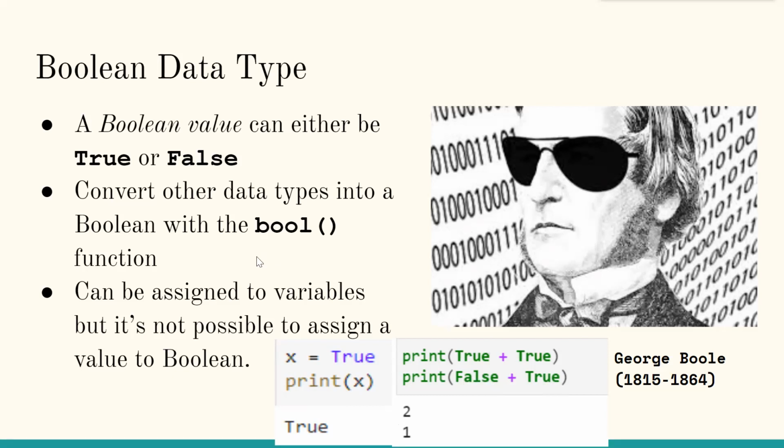Easy to understand. Okay, and we can also convert other data types into a Boolean with the bool function. There's one thing you guys need to pay attention to: a Boolean value can be assigned to variables, but it's not possible to assign a value to a Boolean. As you can see in the examples here, we can set variable x equal to the Boolean value true, and we can print x. The output will be true.